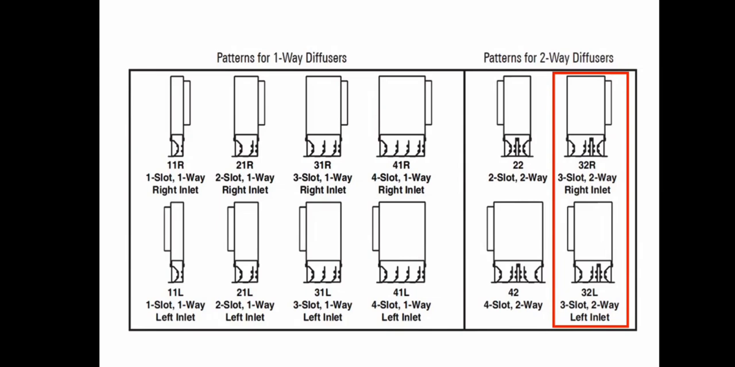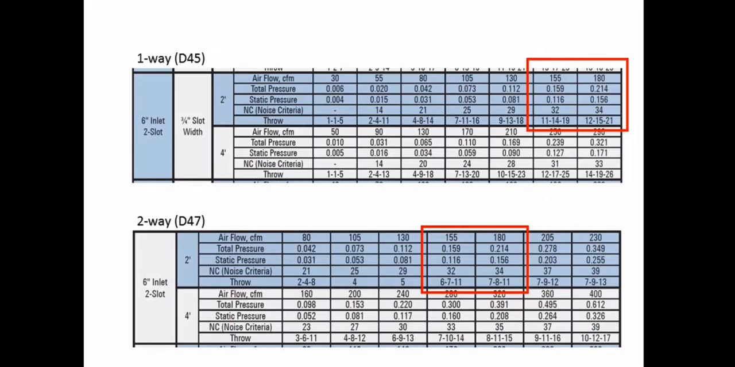Let's start with the Titus T slot, which is a slot diffuser with fixed deflection in multiple configurations. Some of the two-way configurations are balanced, meaning there are two or four slots with the same number of slots facing in opposite directions, but the three-slot configuration is not balanced. So how do we determine performance data for these models?